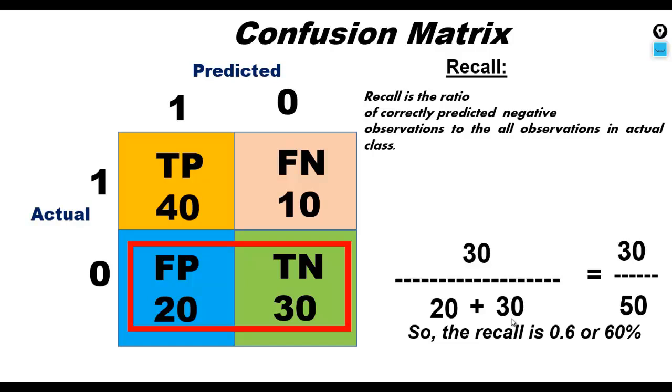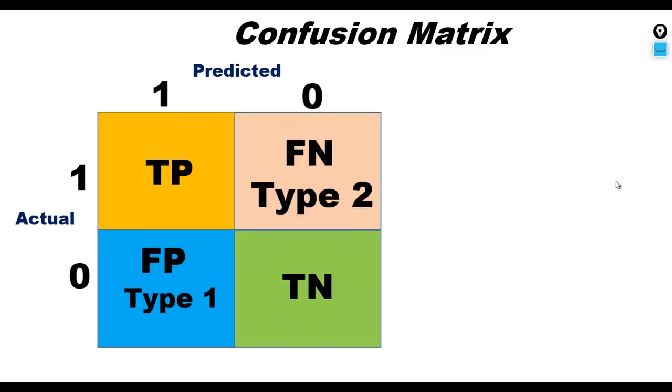So from this knowledge, you can easily derive the equation for recall for the negative class. So we can write the equation for recall for the negative class like this: TN divided by FP plus TN. Hope all of you are clear with recall. Now let's discuss F1 score. Please remember, false positives are called type 1 errors, while false negatives are called type 2 errors.